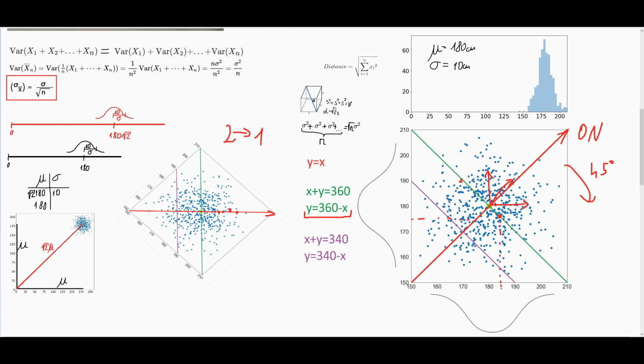The only thing we know about this new axis ON is that the mean of it, the average value, is 180. Because if you pick 2 players, the expected value of the average is 180. Okay? So this line's supposed to be 180 centimeters, like this line, but it isn't.